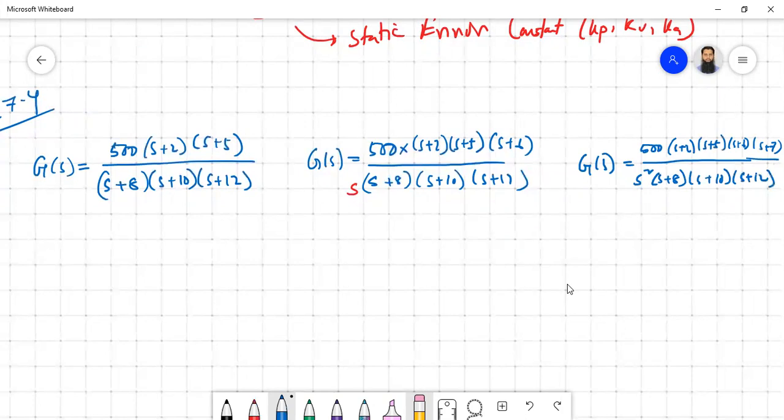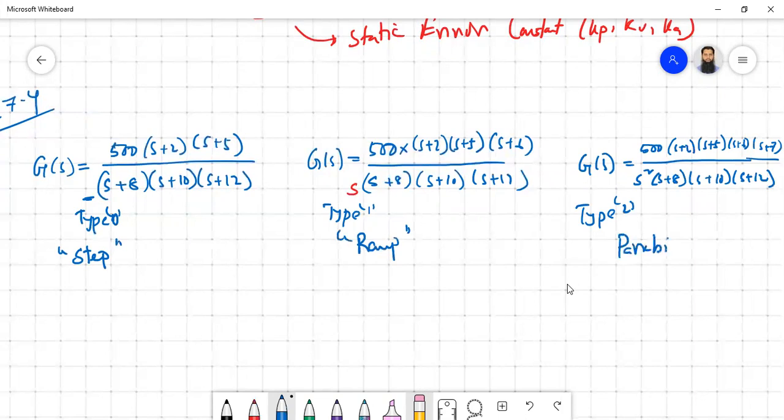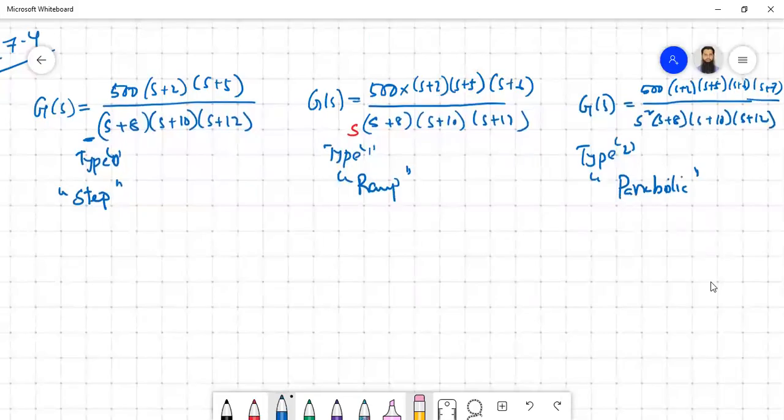Okay, so what are the changes? Basically, this is type 0, this is type 1, and this is type 2. What we know from our previous discussion is that the suitable signal to get some finite constant value is step for this one, ramp for this one, and parabolic for this one. Based on that, the static error constant for the first one has to be Kp, for the second one it has to be Kv, and for the third it has to be Ka.